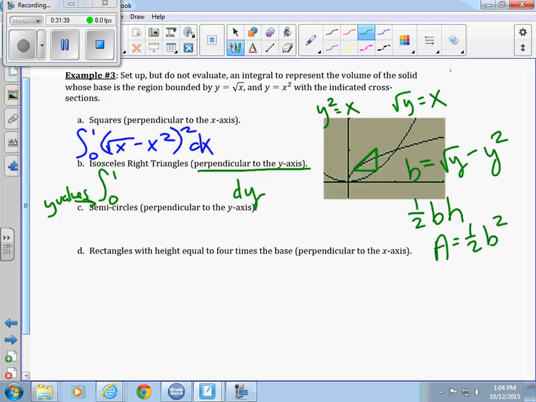Questions so far? And what is the base? That thing, right? So it's up to you where you put the 1/2. You can move it out front, it's a constant, just for integration simplicity, or you can put it there either way.